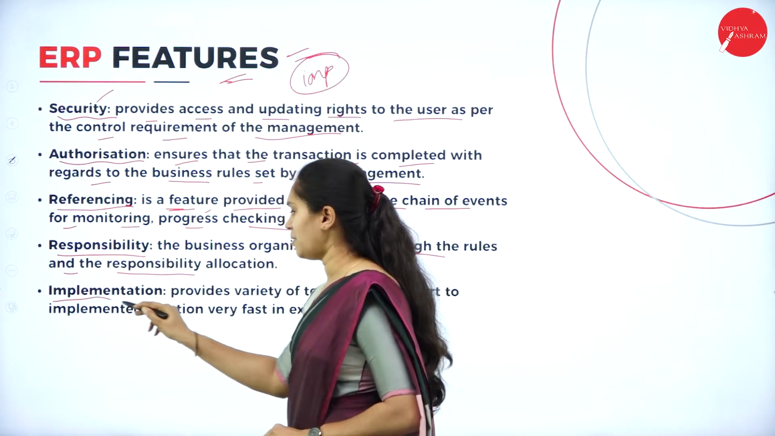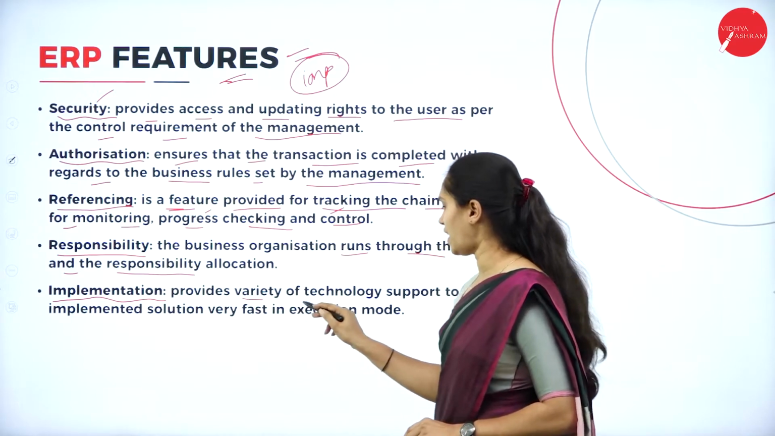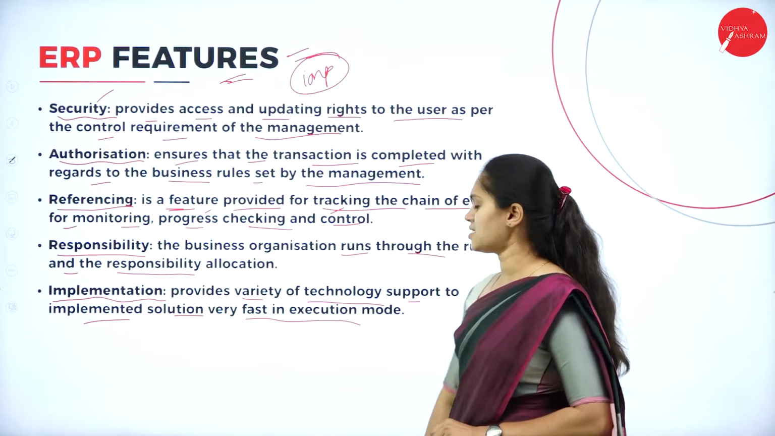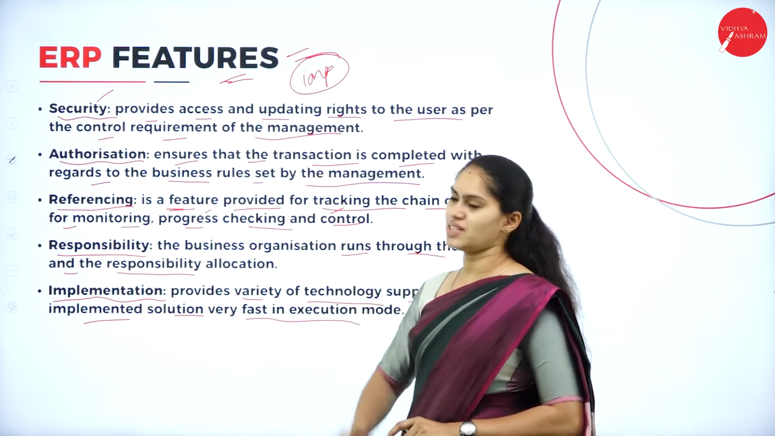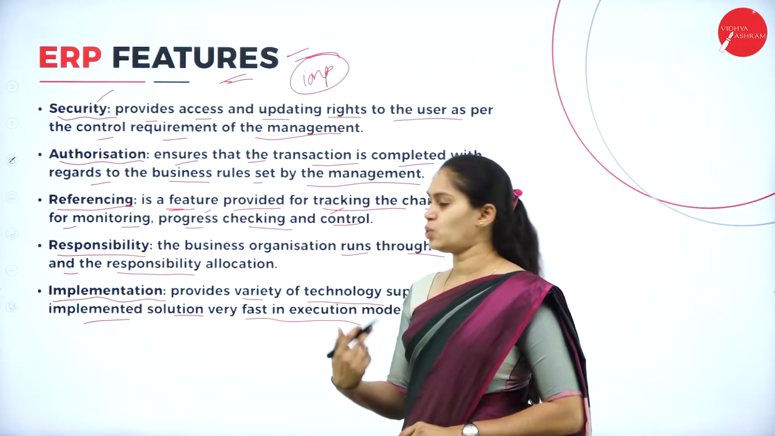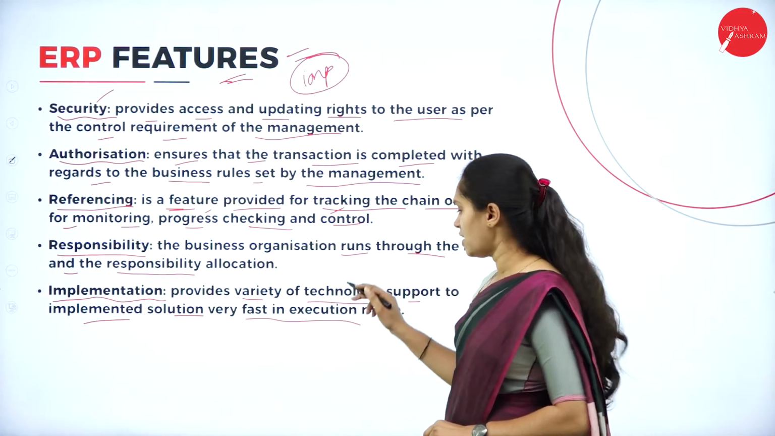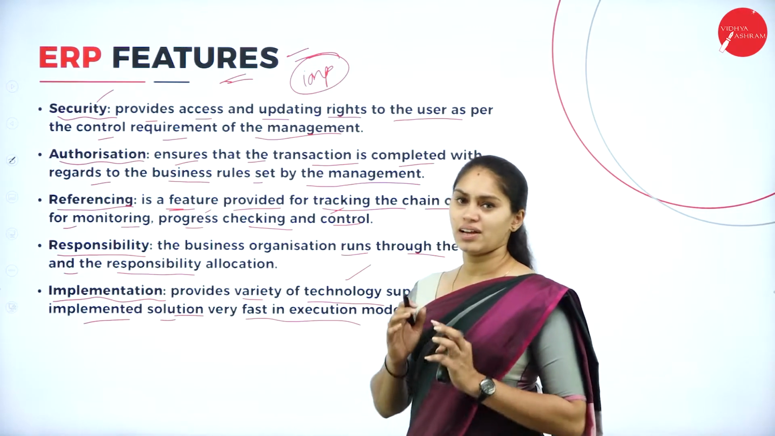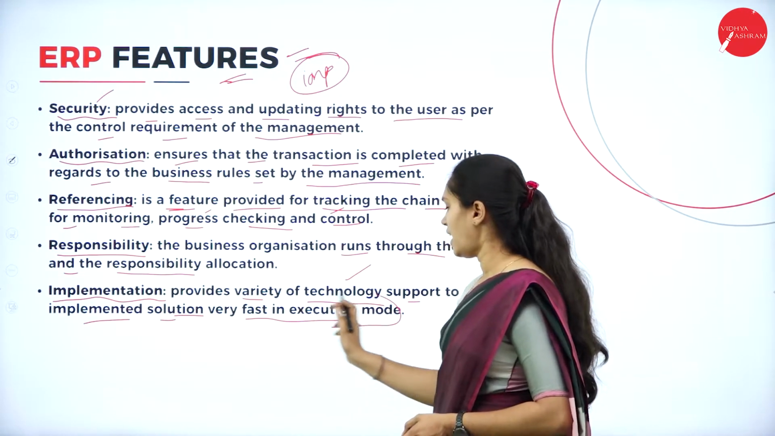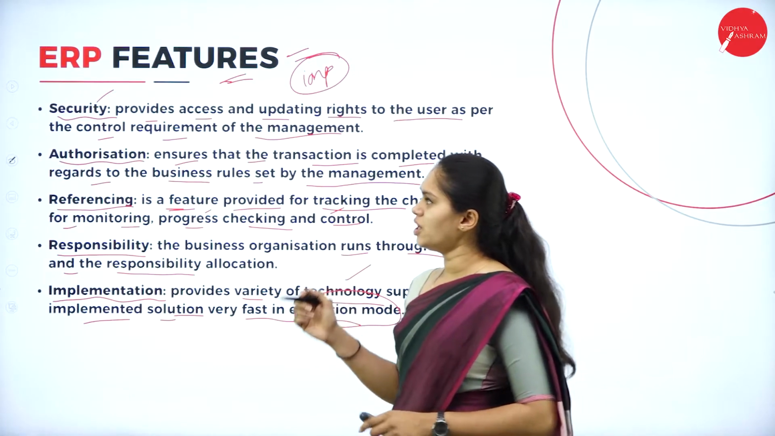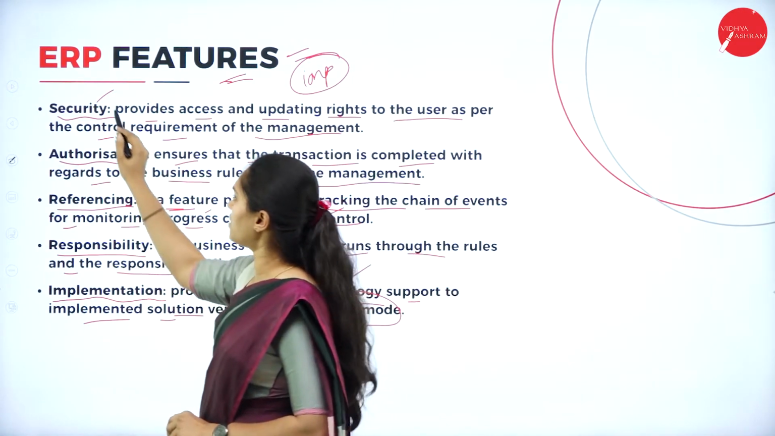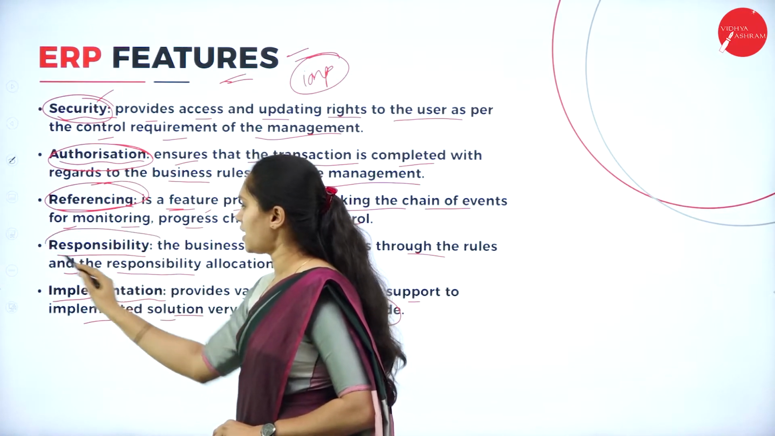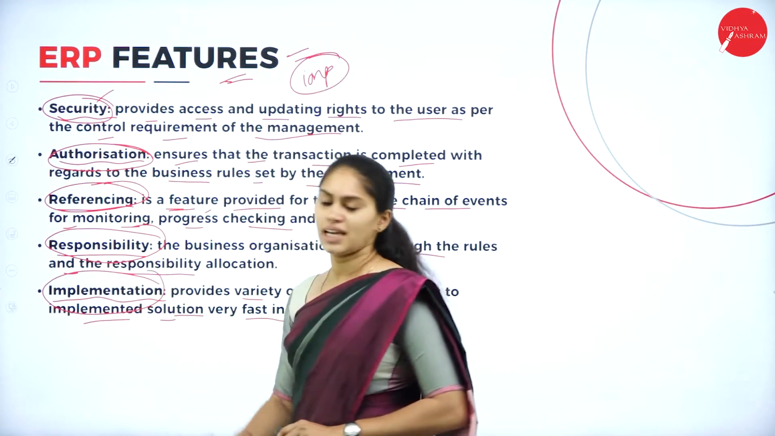Next, we have implementation. It is going to provide a variety of technology support in order to implement the solution very fast in execution mode. So with the help of this ERP, we can implement a variety of solutions in a very fast manner. So what are the features we have? We have security, authorization, referencing, responsibility, and then implementation.